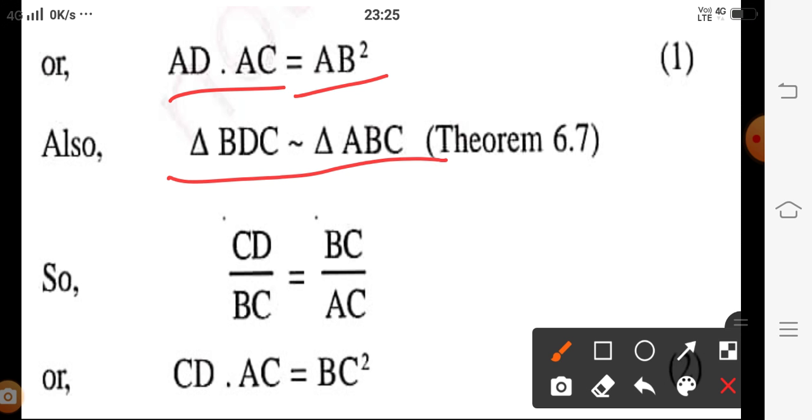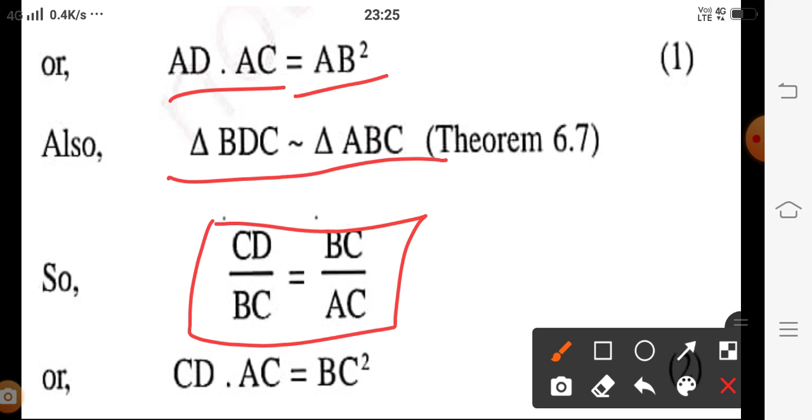Similarly, we are able to prove triangle BDC is similar to triangle ABC. Angle C is common and one angle is 90 degrees. And if these two triangles are similar, then we can take the ratios of their corresponding sides as CD upon BC is equal to BC upon AC. And on cross multiplication, we get BC square is equal to CD into AC. Let this be equation second.